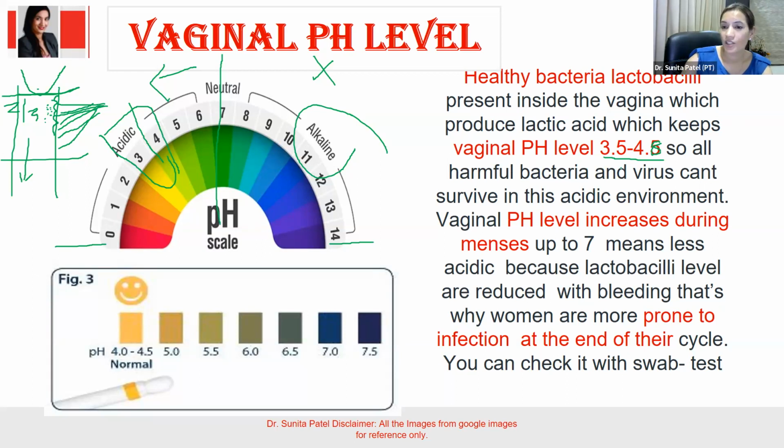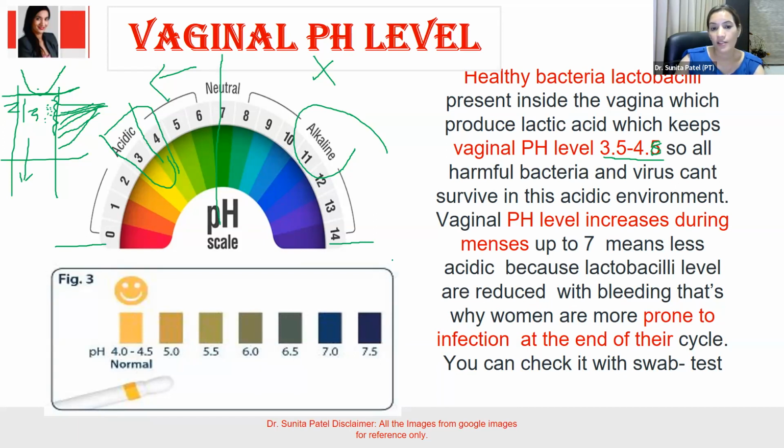Lactobacilli keep the vaginal pH level at 3.5 to 4.5. All harmful bacteria and viruses cannot survive in an acidic environment. Vaginal pH level increases during periods up to 7, meaning less acidic, and because of this less acidic environment, lactobacilli will be killed and cannot survive. And because the lactobacilli level is reduced with bleeding, women are more prone to infections at the end of their cycles, and even during sexual ejaculation, and even during the ovulation time period.